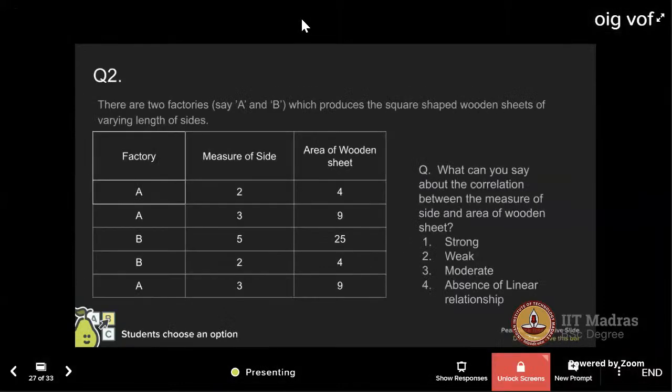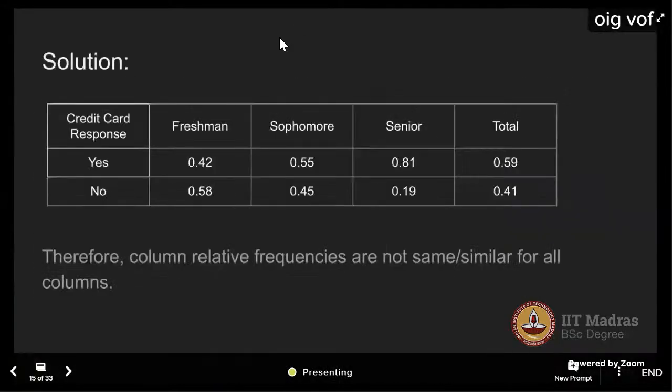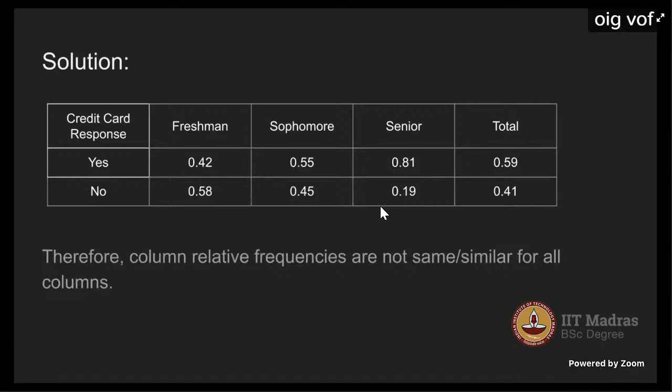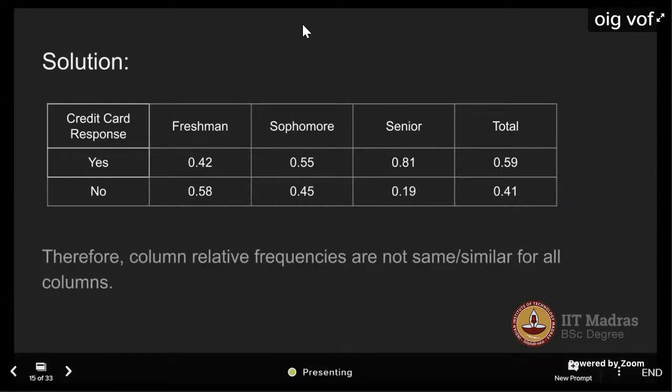Sir, how do we recognize weak association and strong association? If the absolute value is between 0.25 and 0.5, then it's weak. And if it's between 0.75 and 1, then it's strong. Okay, sir, can you explain this relative frequency once again?